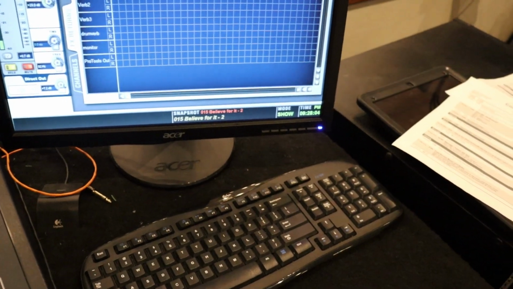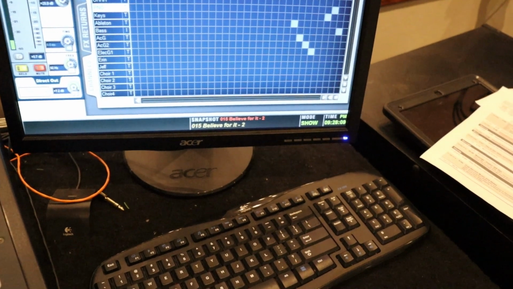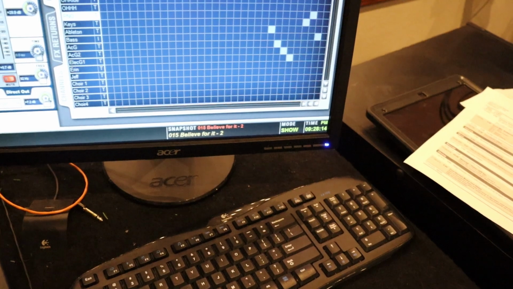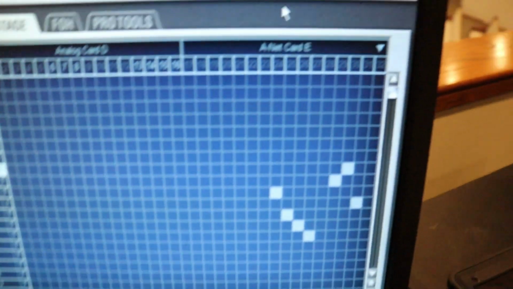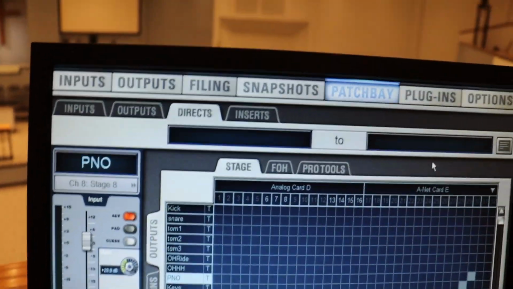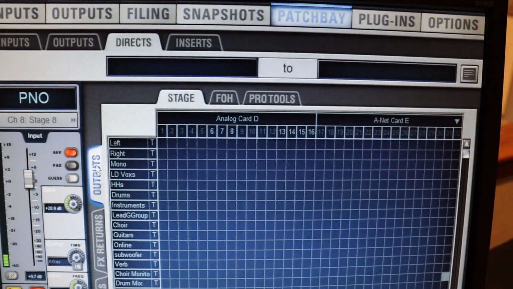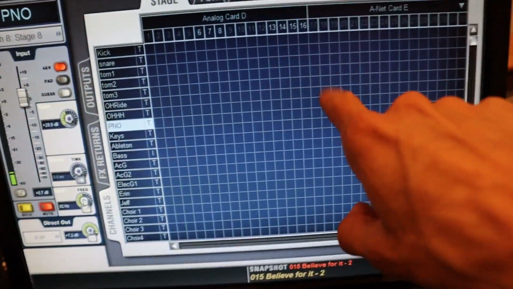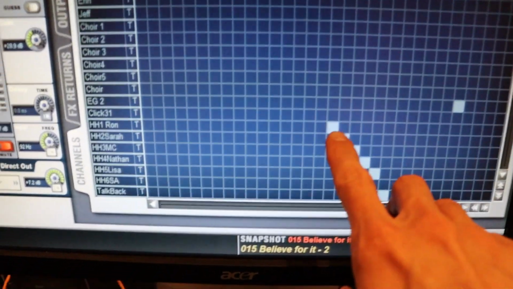FX returns, don't really worry about that. Directs is an important thing. Directs is where we send sounds to the Avioms. If you go to direct, and then you go to outputs, this is where we send stuff to our in-ears, Avioms. So Aviom channel 1 is Ron.